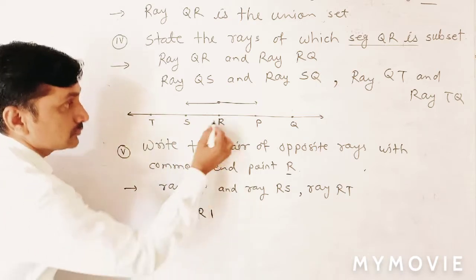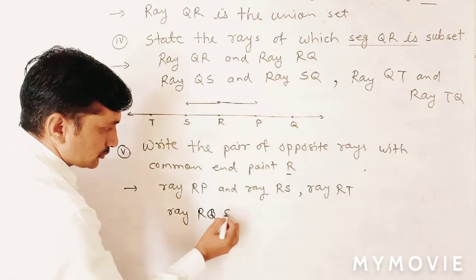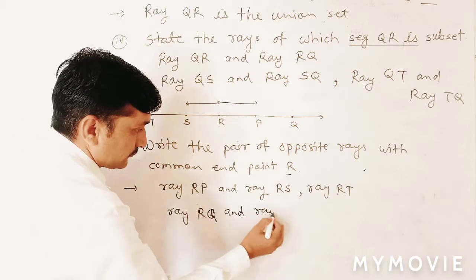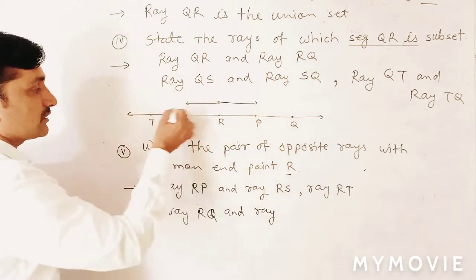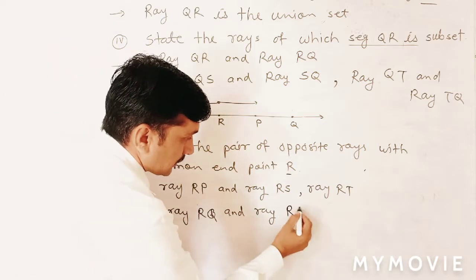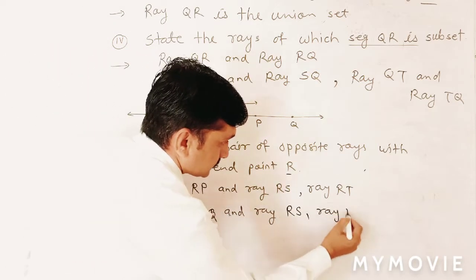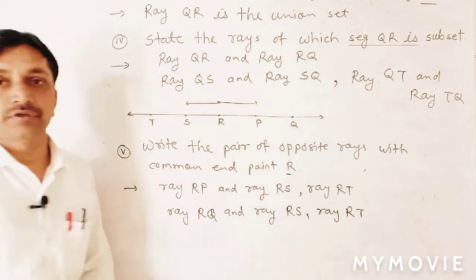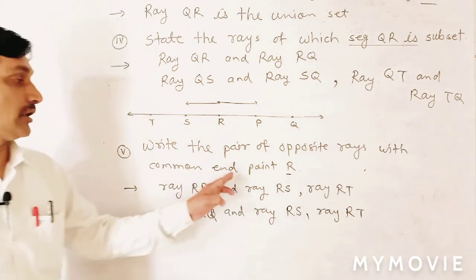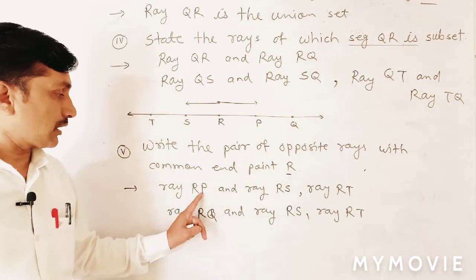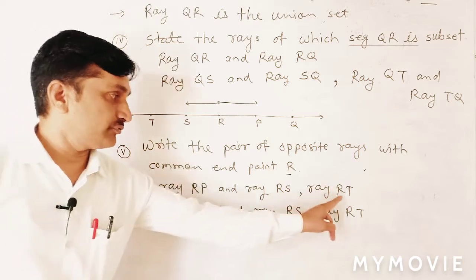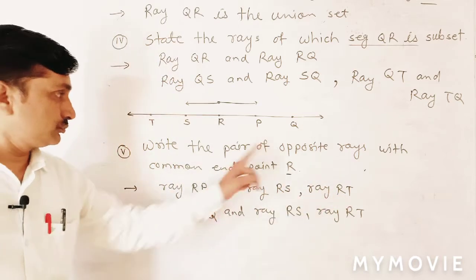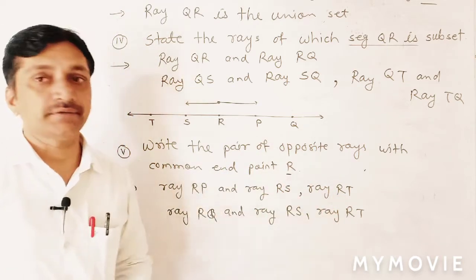Ray RQ, and which rays are opposite to RQ? Same, RS, RT. These are opposite rays with common endpoint R: RP with RS or RT also, and RQ with RS, RT.